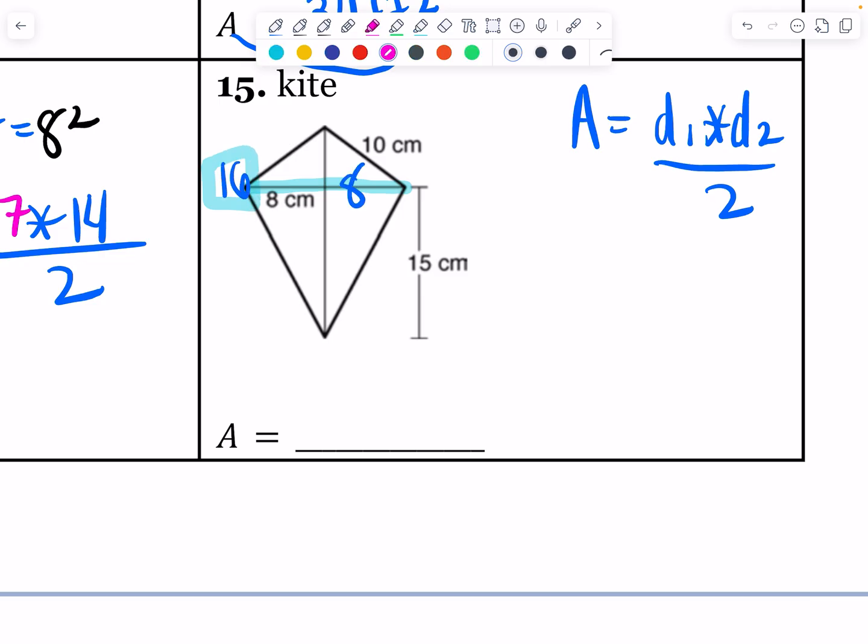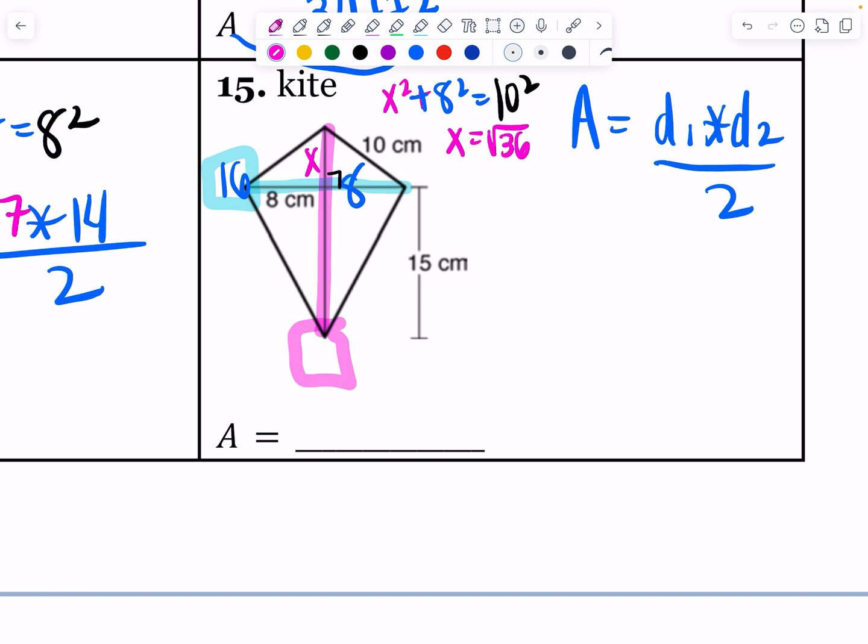Here is the other one. We want to do this diagonal. Well, we have the 15, but we don't have the other missing piece. So we need to find x. So again, I'd use the right triangle. I'd use Pythagorean theorem. I'd go x squared plus 8 squared equals 10 squared. So you'd type in 10 squared minus 8 squared. You'd get the square root of 36. So x is going to be equal to the square root of 36, which we know is 6.